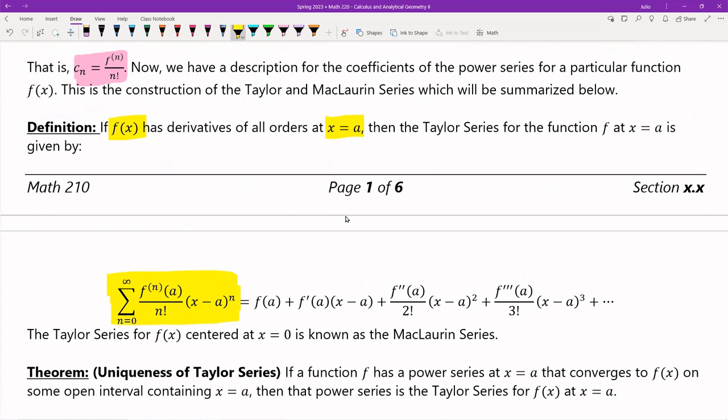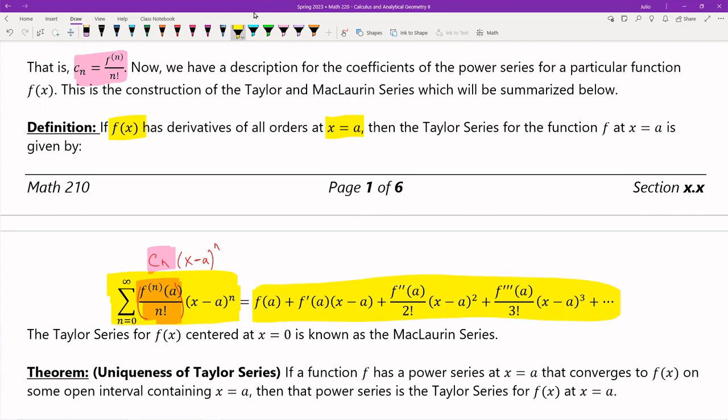If you take a look, all of this used to be our c sub n times x minus a to the n. A Taylor series is when our c of n is defined to be those terms right there. So now we actually have specific things for our coefficients up front. And if you want to expand a Taylor series out, that's this right here.